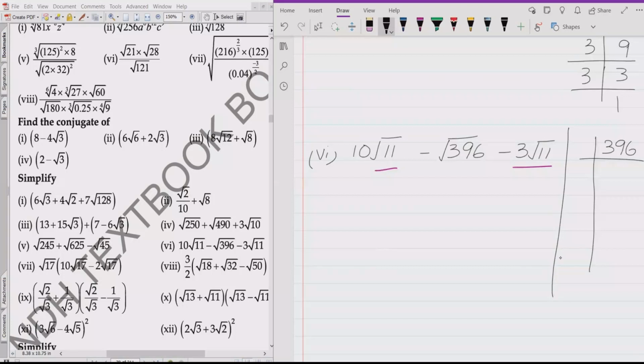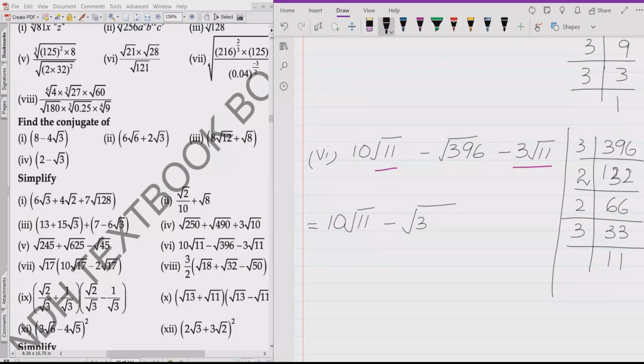396 divided by 3. 3 1s are 3, 3 3s are 9, 3 2s are 6. Now we can divide 12 by 2, 2 6s are 12. Now we can also divide by 2, 2 3s are 6. Now we can divide this by 3, 3 1s are 3. So what we can get here is 3 multiplied by 3 multiplied by 2 multiplied by 2 multiplied by 11, right? Here we have the pair, and after that we get 6 root 11, right?